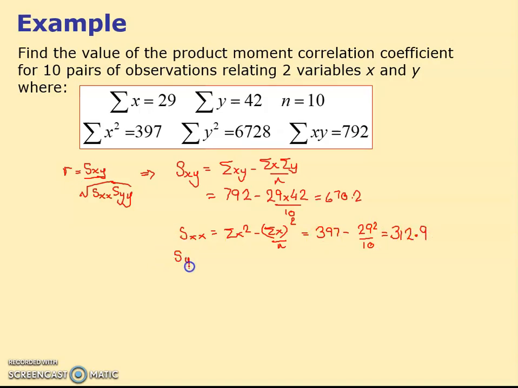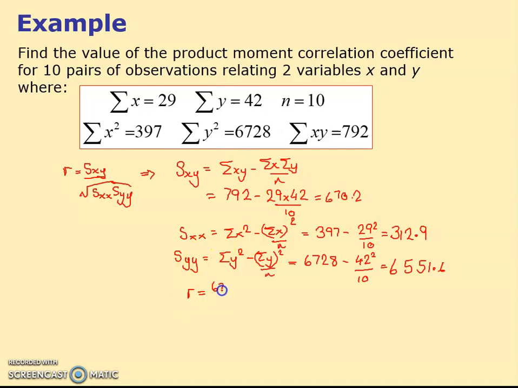Lastly, I need to find SYY. SYY is sigma Y squared minus sigma Y, all squared, over N. And what was sigma Y squared? It's up there, 6728, minus sigma Y, which was 42, squared, divided by 10. And this is, type it in, and I get 6551.6.